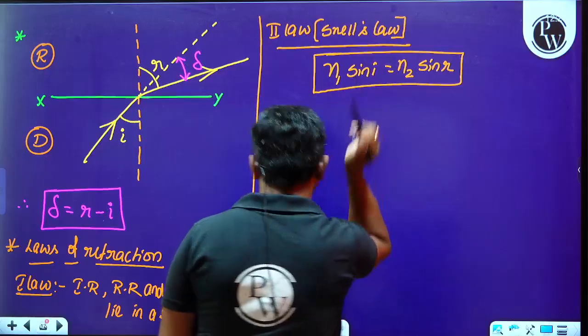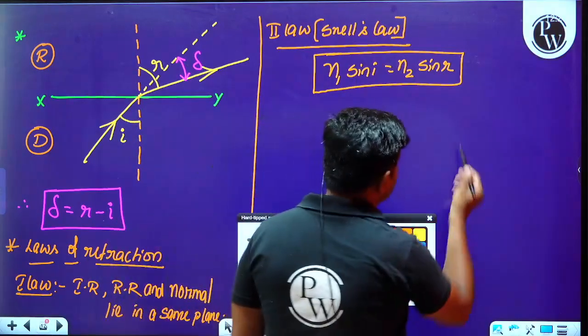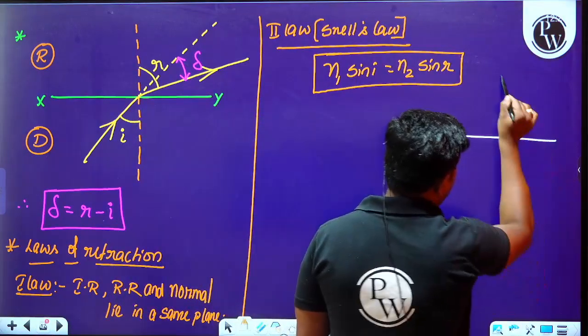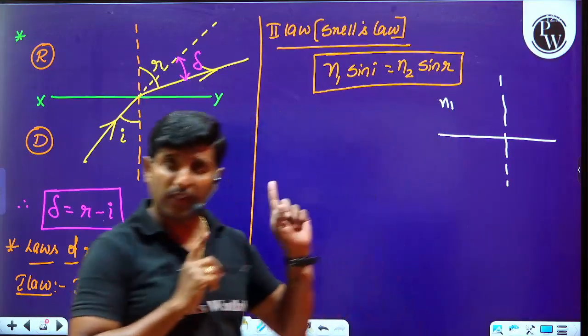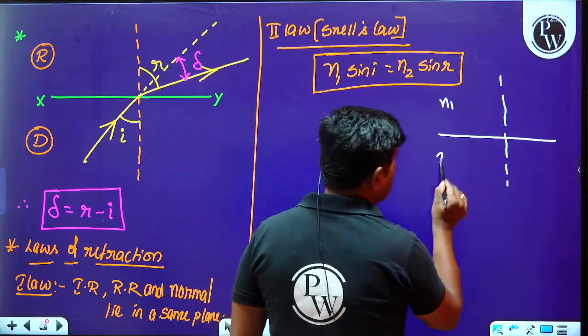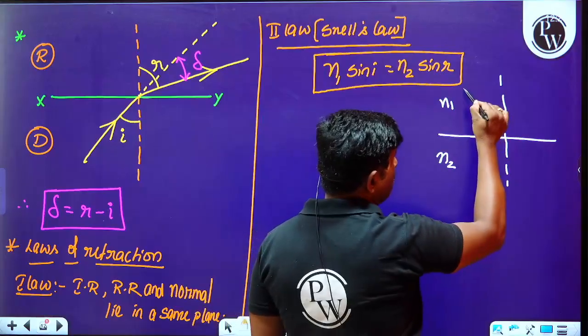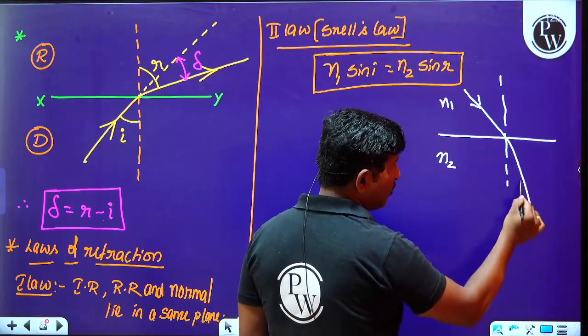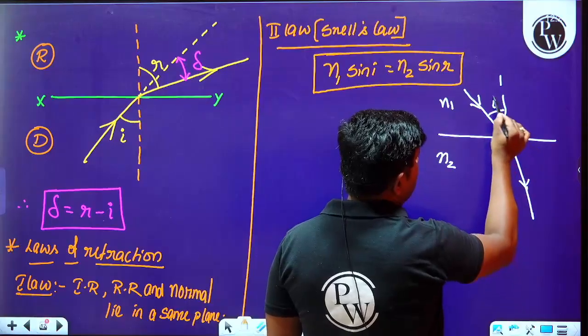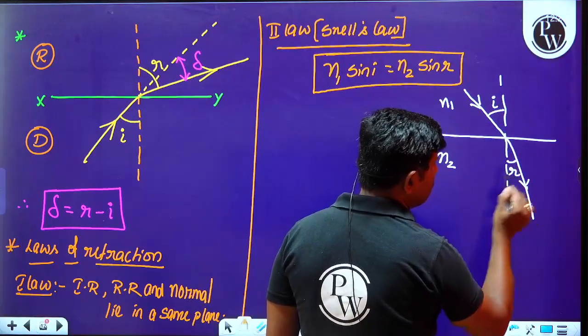N1 sin I equals N2 sin R. What is N1 and N2 here? Please look at the board. Let N1 be the refractive index of the first medium and N2 the refractive index of the second medium. If the ray travels from the N1 medium to the N2 medium, it will bend. Let I be the angle of incidence and R the angle of refraction.